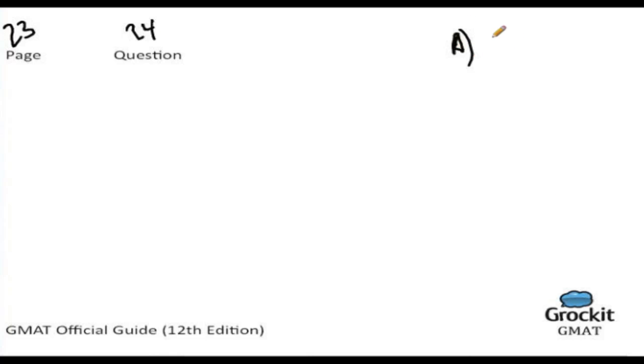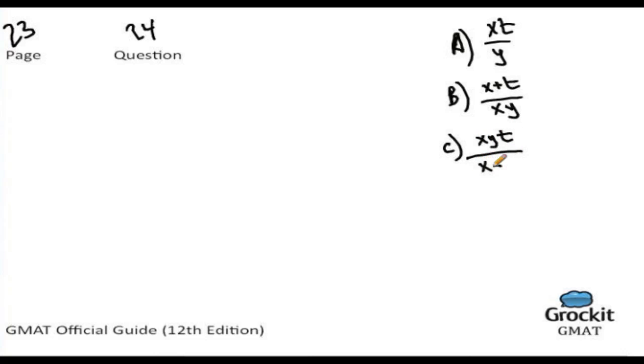And the answers are definitely interesting looking. We have X times T over Y. We can tell by the answer choices that we're not actually going to end up with a number at the end of this. It's going to be an expression of variables. D, x plus y plus t over xy, and E.